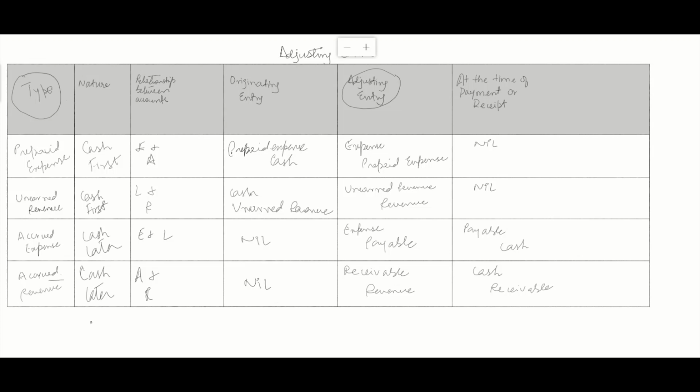Second is that there is no transaction of cash while making adjustments. So it means in adjusting entry, there will be no involvement of cash. Third, adjusting entries are based on the concept of accrual accounting. Now let's discuss what is accrual accounting.